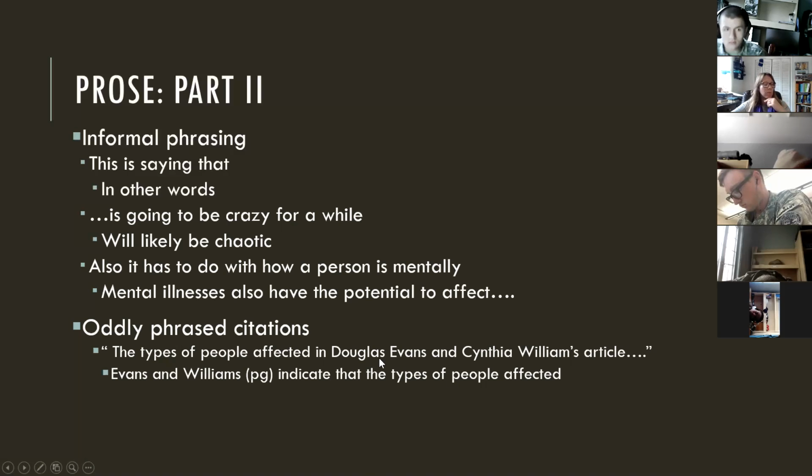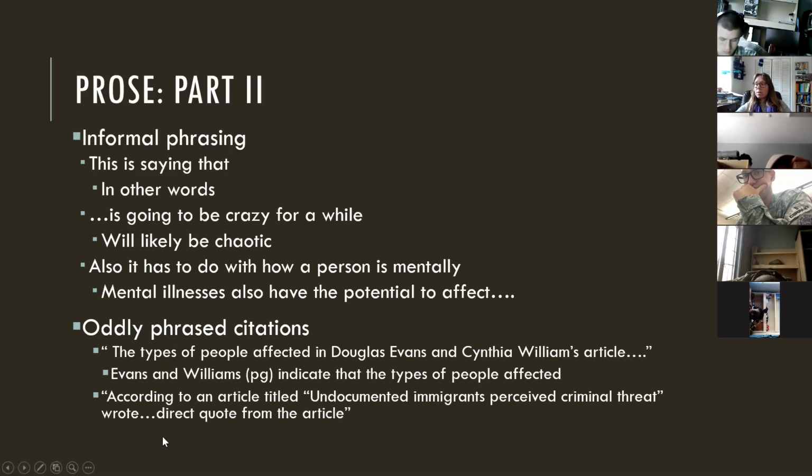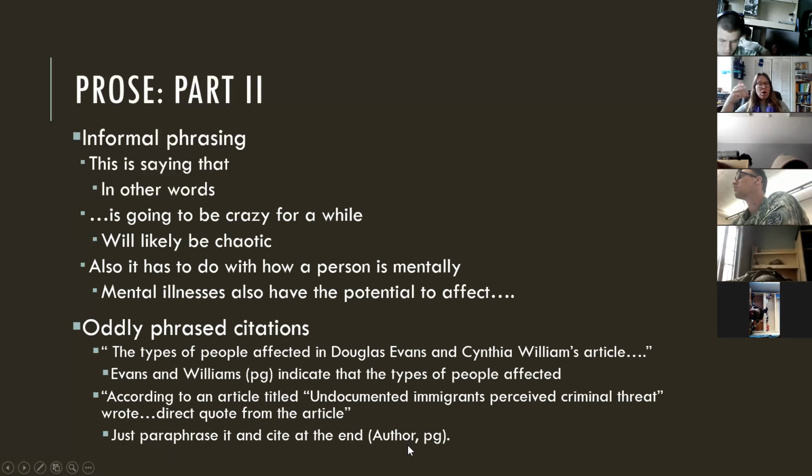Sometimes I also will see people say, in Douglas Evans and Cynthia Williams' article titled this in this journal. Don't do that. That's what the reference section is for. You're just going to give the sentence just like this. If you want to start the sentence with the citation, Evans and Williams, year, indicate that this. Again, they'll say things like, according to an article titled, don't do that. You don't need to do that. Just give me the in-text citation. You just paraphrase it and then author year or author page number, whichever format you're using.